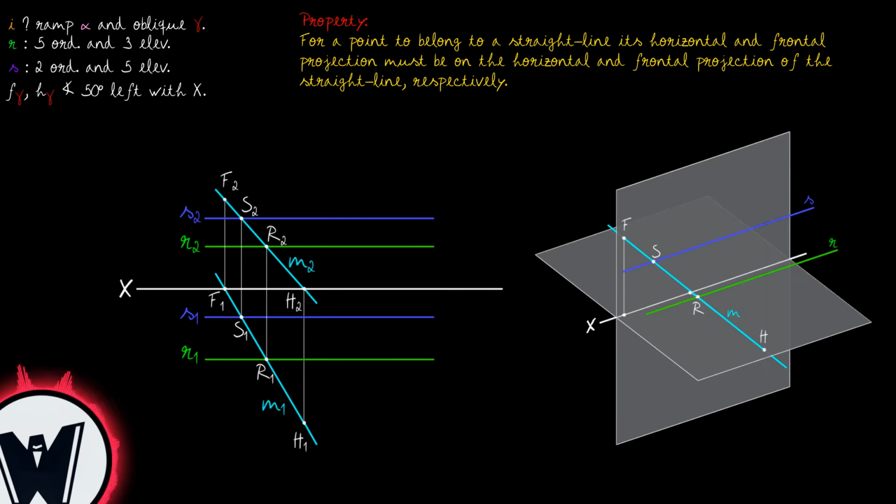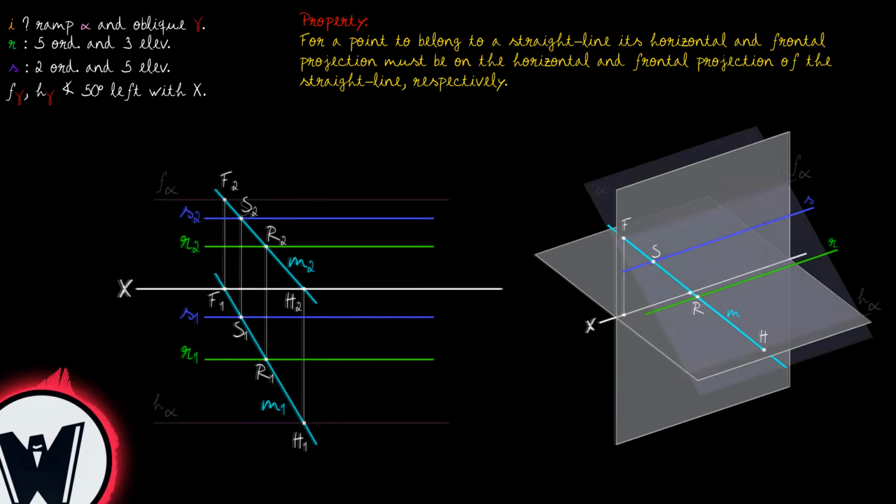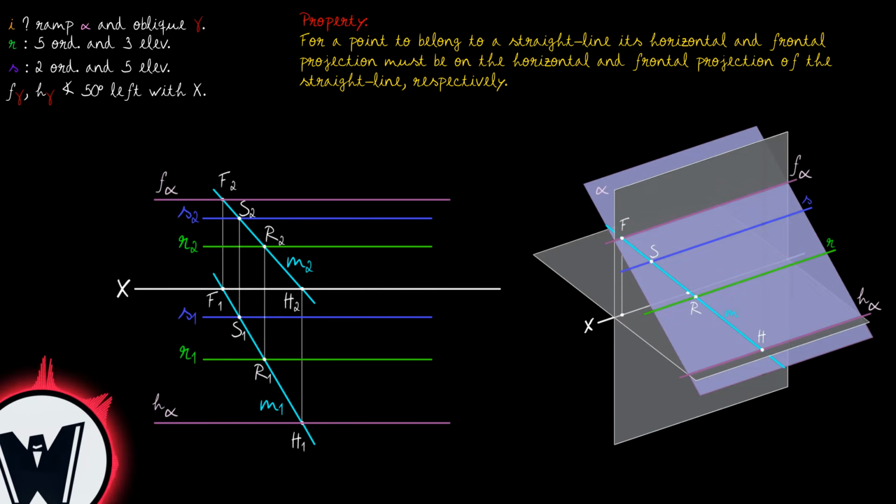Determining the traces of the line M and knowing that the ramp plane has its traces parallel to the x-axis, plane alpha can be found. Now, before representing plane gamma, let's hide the straight line M from our 3D drawing for a better view of the planes' intersection.